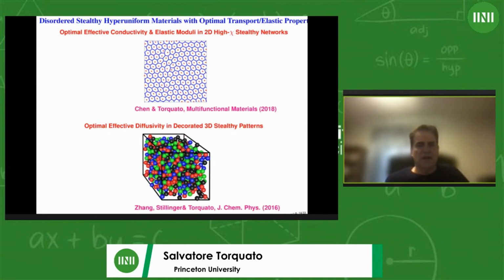Just to mention other properties besides optical, you can show that if you look at steady state heat conduction or electrical conduction through a network that is stealthy and hyperuniform, you can get almost optimal performance. And the same thing is true if you decorate the points by spheres and look at these as obstacles and then diffusion transport outside, you can show that these are nearly optimal effective diffusion coefficients.